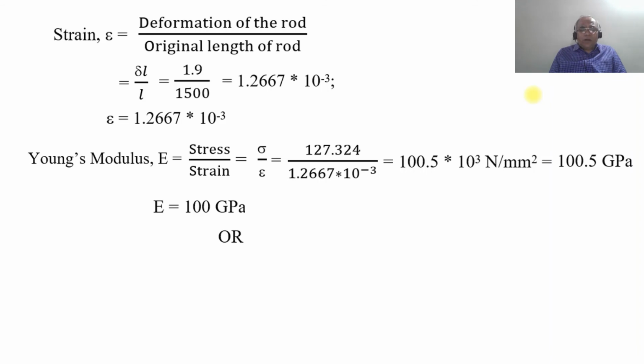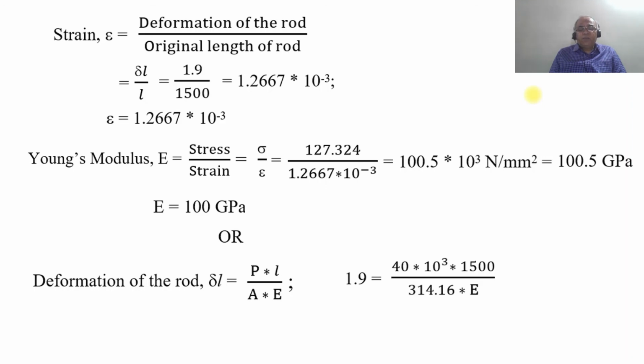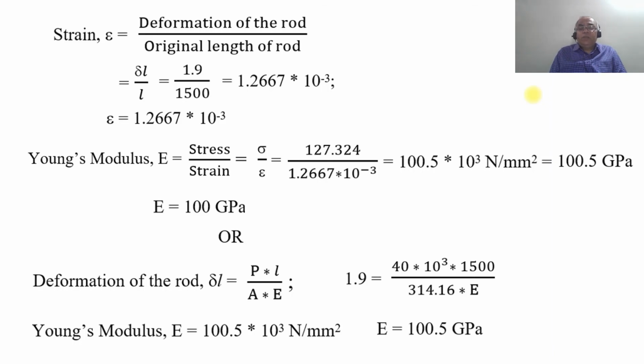In the other method, the deformation of the rod, delta L, will be equal to P into L by A into E. We know the value of delta L, which is 1.9, which is equal to, we know the value of P, which is 40 into 10 to the power of 3, and the length, which is 1500, divided by the area of cross section, which is 314.16, which has been calculated, into Young's modulus, E. On simplification, Young's modulus will be equal to 100.5 into 10 to the power of 3 Newton per mm square, which is again E equal to 100.5 GPa.